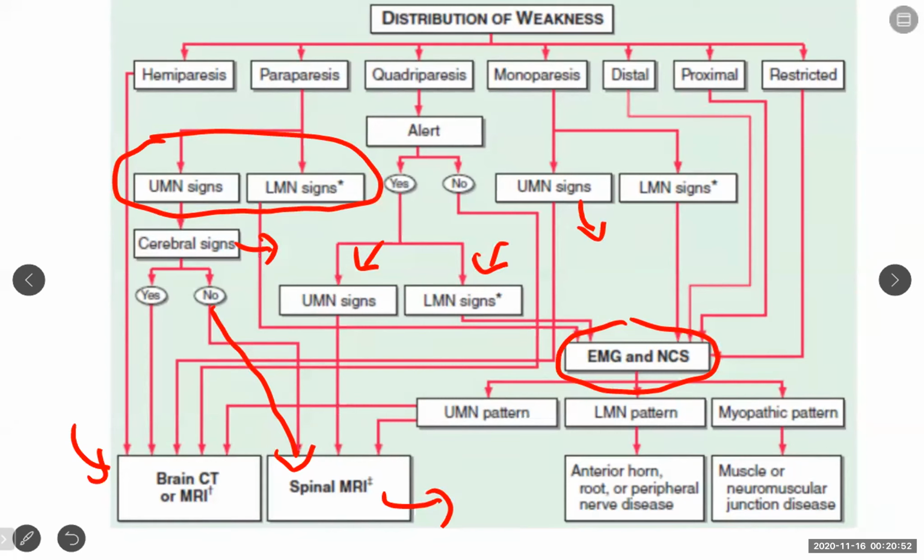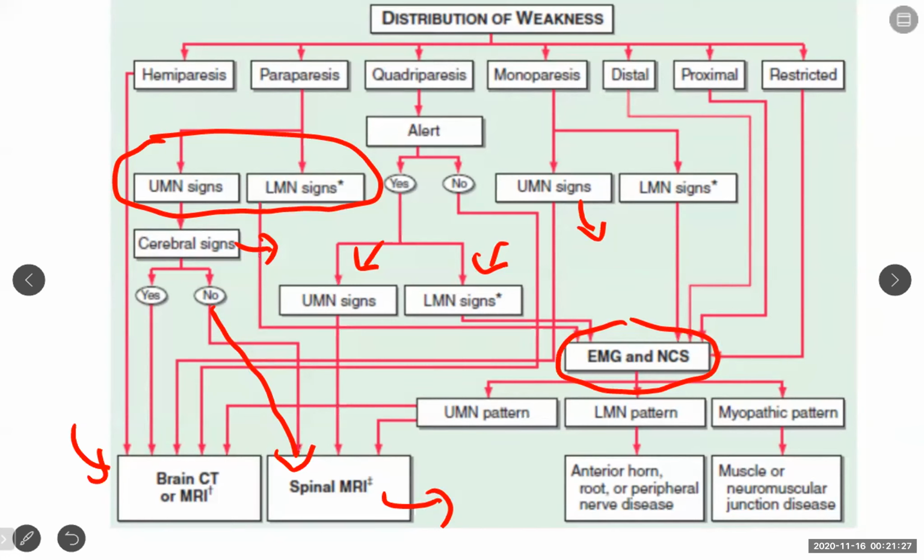Now, once you see LMN signs and do an EMG or NCS, even in that you can have three different patterns. You can have a UMN pattern. If you have a UMN pattern, you go towards an MRI of the brain or the spine, because it's obvious that it's an involvement of something higher up, so you image to see if there's any pathology. Whereas you can get an LMN versus a myopathic pattern. An LMN pattern, as I mentioned before, is seen in a nerve root or peripheral nerve disease, or in a muscle or neuromuscular junction disease.